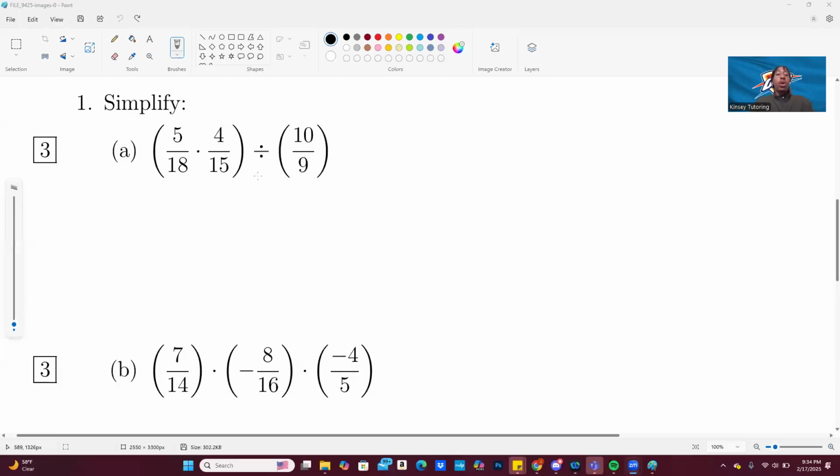All right, so question one. We see 5 over 18 times 4 over 15 divided by 10 over 9. With PEMDAS, you can interchange the M and the D. So you have parentheses, exponent, multiplication, division, addition, subtraction. So now we have the parentheses, and we're going to start with both. This one is by itself, so we don't have to worry about it. But this parentheses has an equation in it, so we're going to start that.